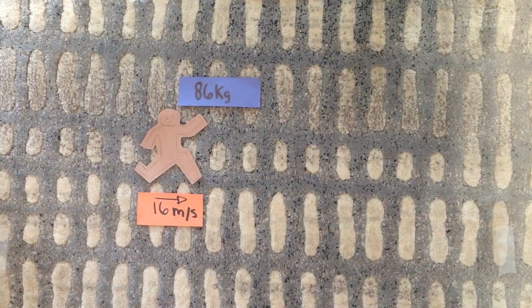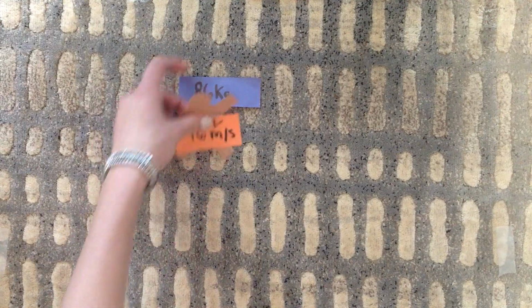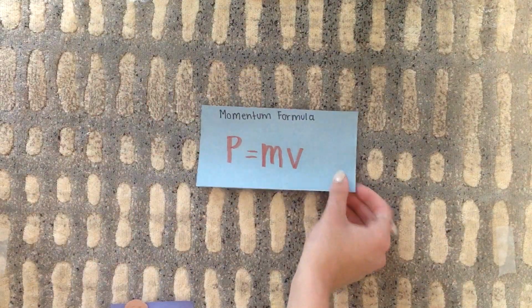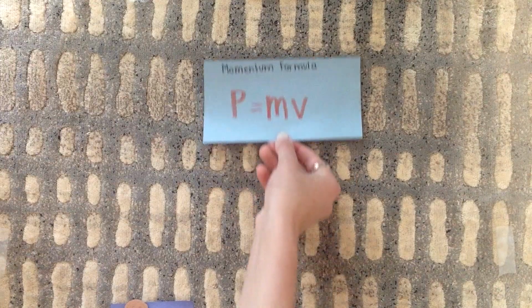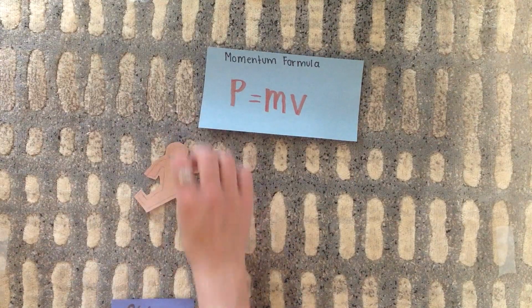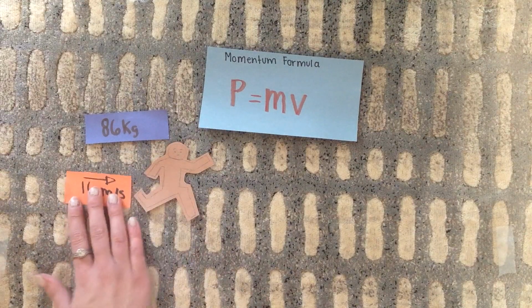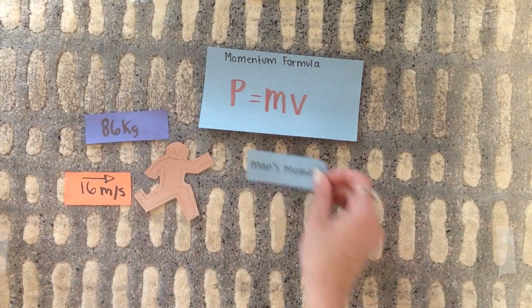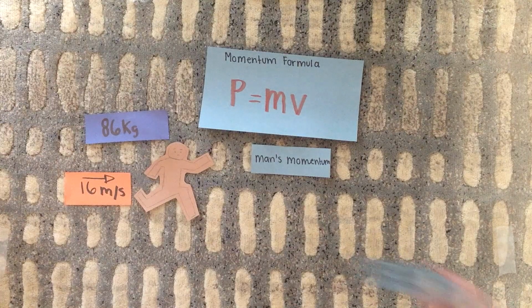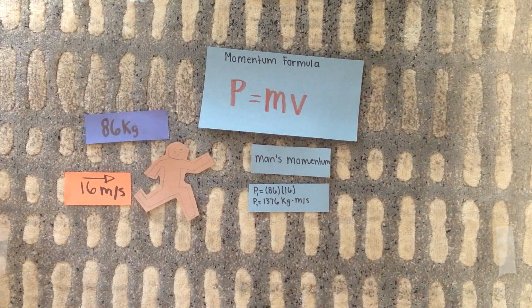First, we can calculate the momentum of the man using the momentum formula, P equals mv. Reminding you that the man has a mass of 86 kg and is moving at 16 meters per second. We can calculate the man's momentum keeping the formula in mind. So we'll multiply 86 times 16, which gets us his momentum of 1,376 kg meters per second. We'll label it with the subscript 1 as it's our first momentum found.